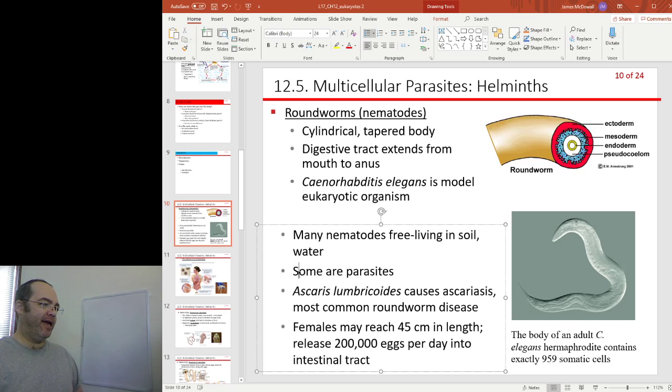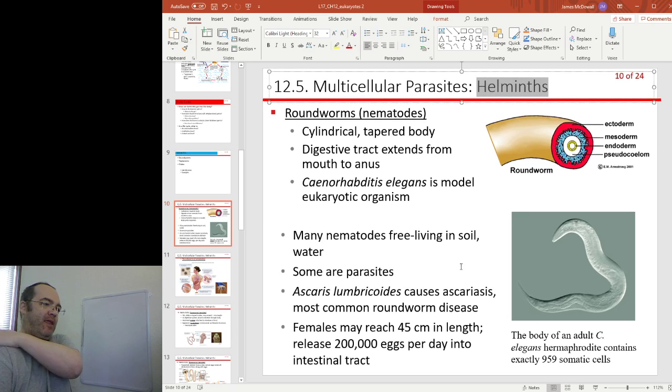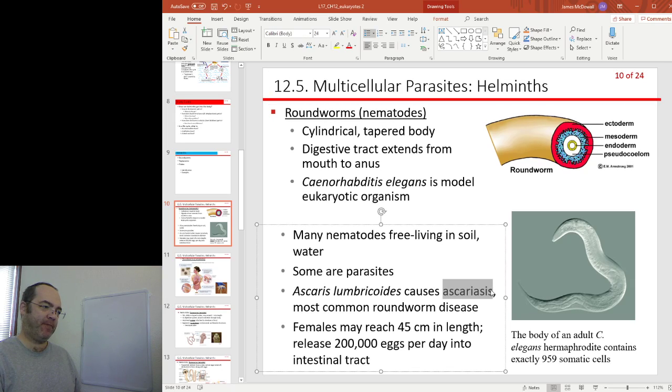So we are interested in the ones that do cause diseases. We're interested in the parasitic helminths. And our example is going to be Ascaris lumbricoides. It causes a disease called ascariasis. It's the most common roundworm disease.